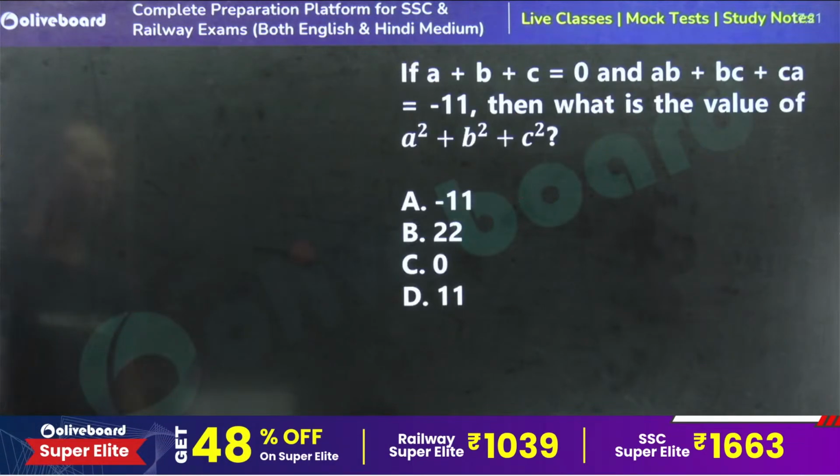Yes, you are right. Tell me what is the answer of this question.